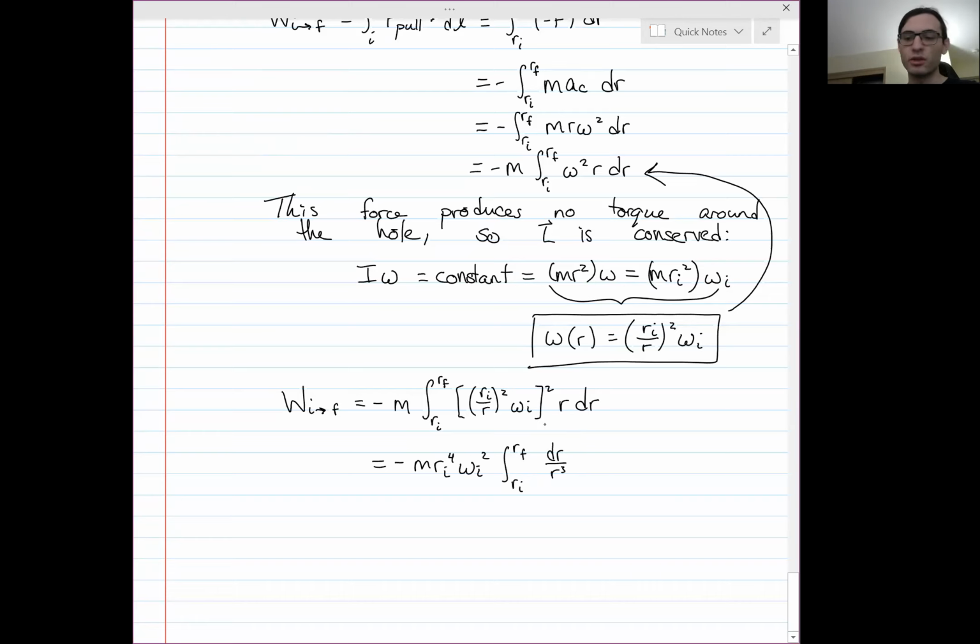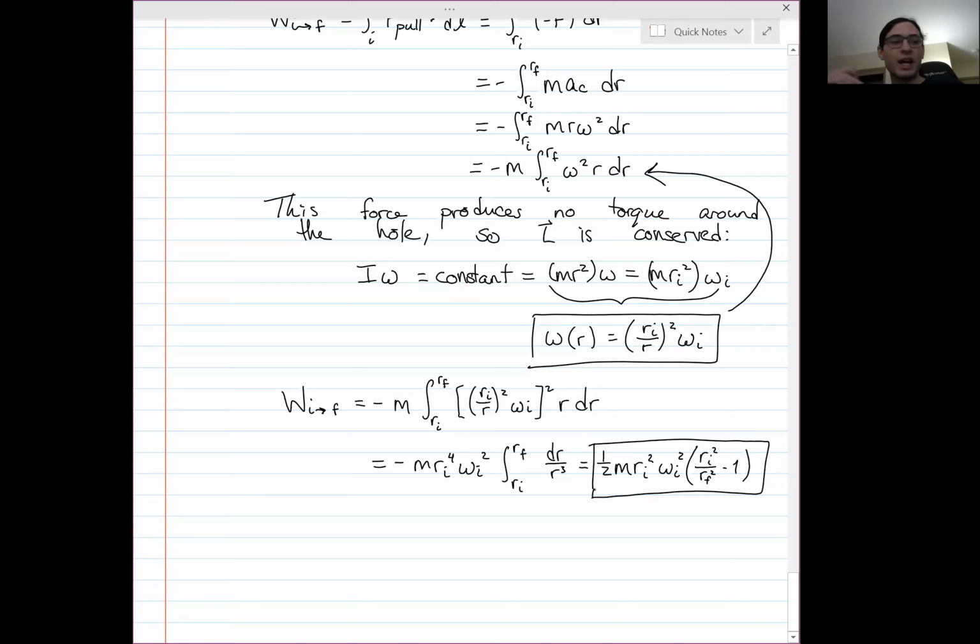the initial values. And so then you can do this integral and you get 1/2 m Ri squared omega I squared times (Ri squared over Rf squared minus 1). And that is the work done.